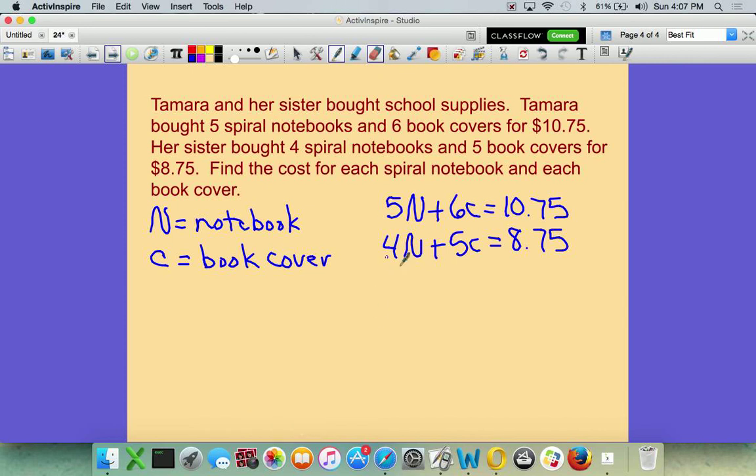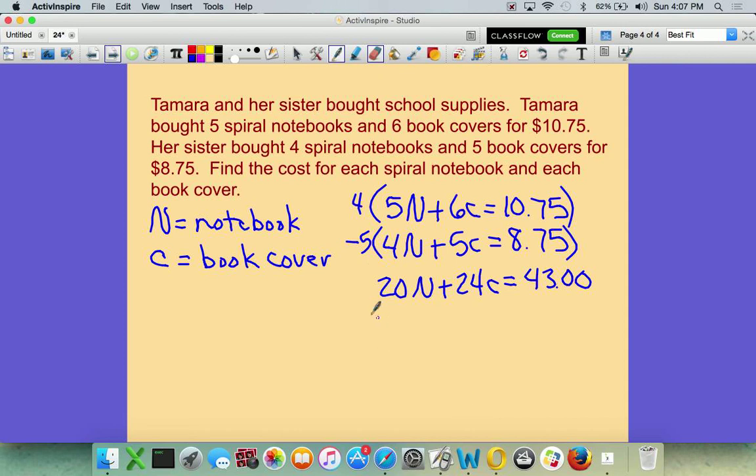So let's say that we try to eliminate the n first. That means we need to have both of these be the same. Well, I'm going to multiply this top one by 4 then. This would give me a positive 20. I would need to multiply by something down here to get us a negative 20, which would mean multiplying by a negative 5. So 20n plus 24c equals $43.